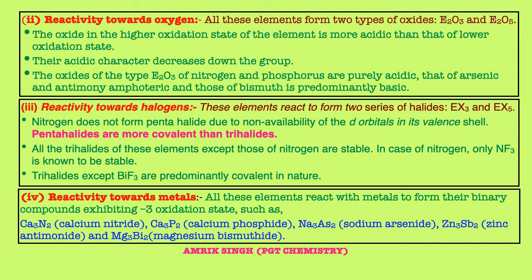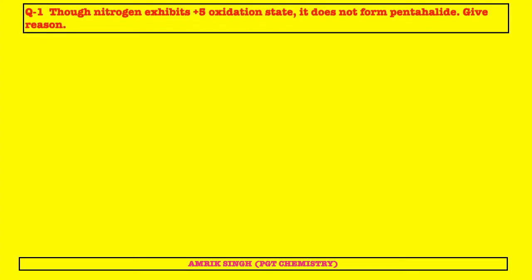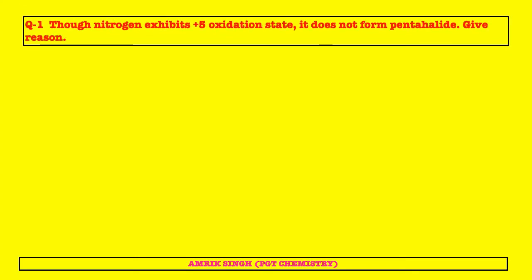Reactivity towards metal. All these elements react with metals to form their binary compounds exhibiting -3 oxidation state, such as Ca3N2, Ca3P2, Na3As2, Zn3Sb2 and Mg3Bi2. Now we are going to solve some questions based on group 15 elements.